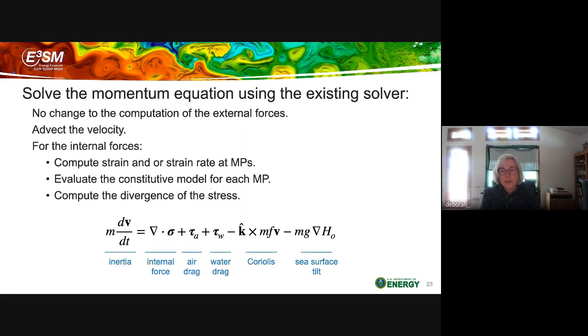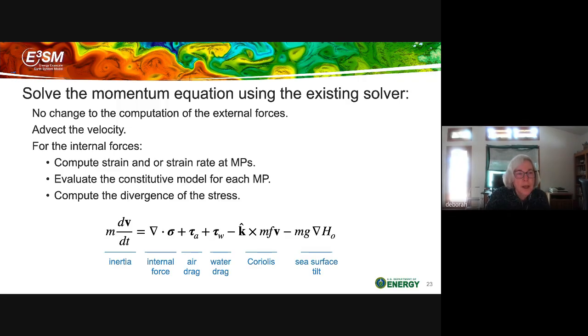Okay, so now let's get to a more serious problem. We want to solve the momentum equation. We use the existing solver; we want to leverage that grid solution. So there's no change in the computation of external forces. We are advecting the velocity with the material points, and so the only two terms that we need to consider in the momentum equation are the internal forces and the inertia term.